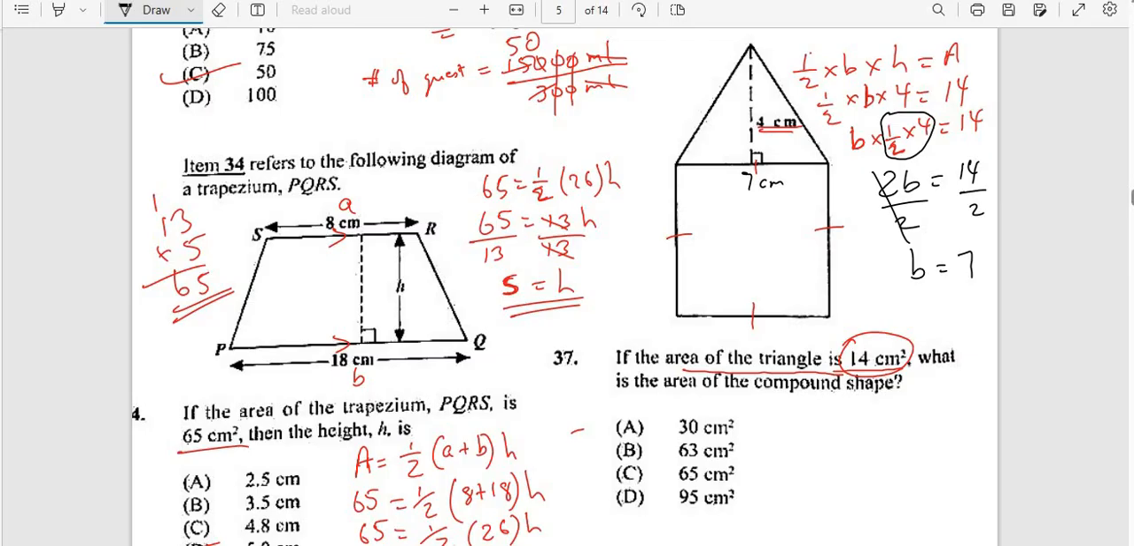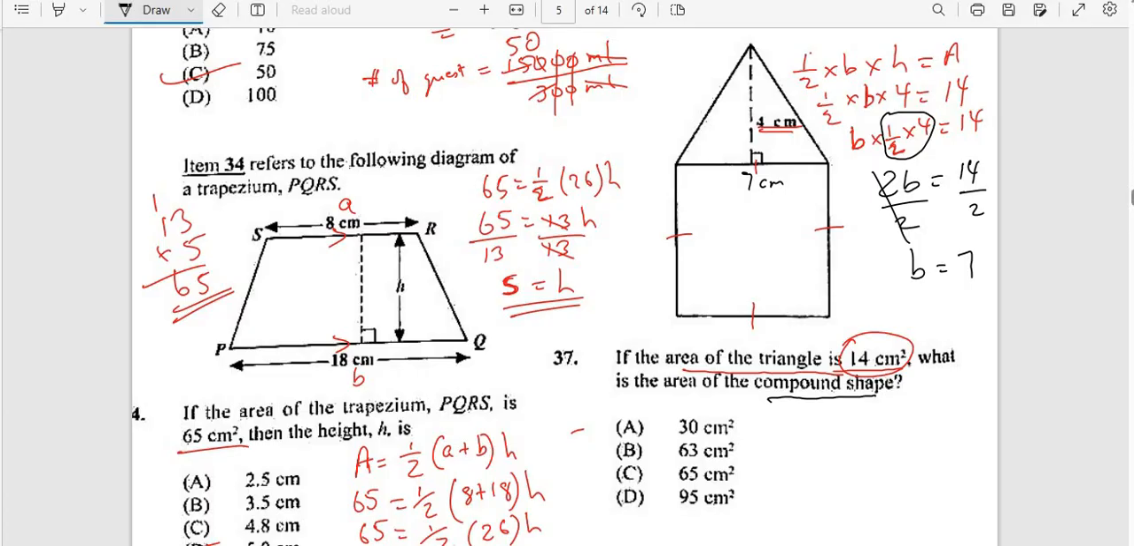Okay? And if you think about it, put it back in the formula: half times 7 times 4. You can still find the half of 4, which is 2, and 2 times 7 is 14. So you could have done that as well. Now, the area of the compound shape. What's the area of the compound shape?